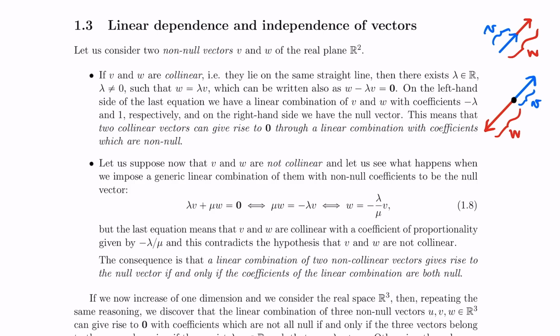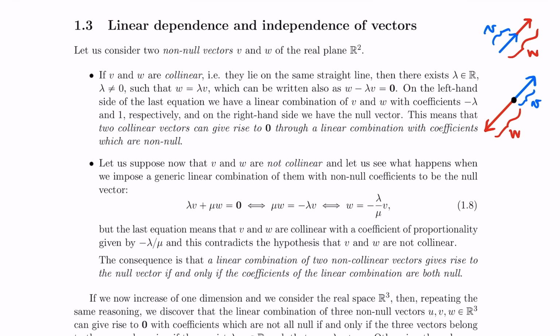Notice that on the left-hand side of this equation, we have a linear combination of vectors w and v. In front of w we have 1, in front of v we have minus lambda, and we sum 1 times w plus minus lambda times v, and this is a linear combination. On the right-hand side, we have the null vector. This means that when two vectors are collinear, we can decompose the null vector as a linear combination of these two vectors with non-null coefficients.